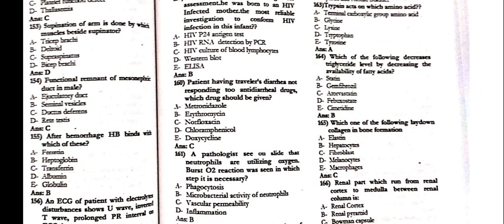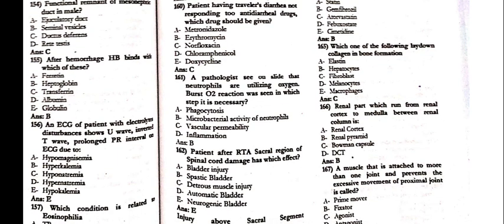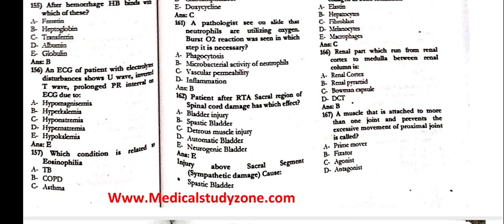164, so the following decreased triglyceride level by the decrease in availability of the fatty acid, that is beta gemfibrozil. 165, which of the following lays down collagen in the bone formation? That is the Charlie, the fibroblast. 166, renal part which run from the renal cortex to medulla between the renal column is the beta renal pyramid.